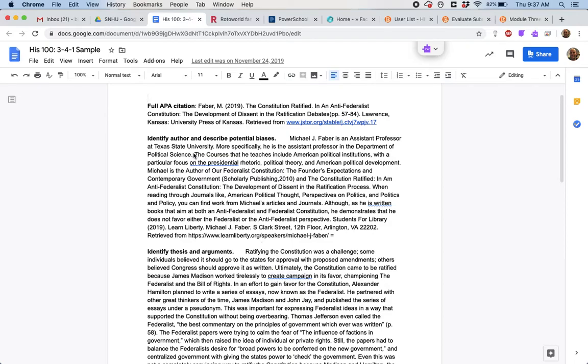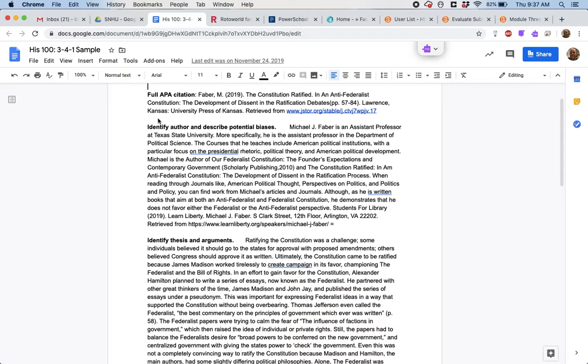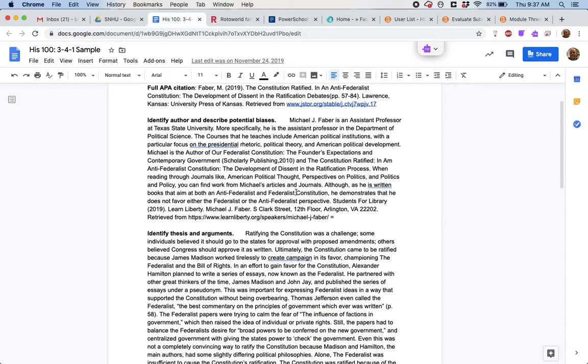So looking at this, it's a sample from probably a year ago, one of my students. And I wanted to look a little bit at the different elements. First, you see the citation. It's a full citation. Please don't just give the link. They did, in fact, give the link at the end, but they also gave the full citation, which is great.